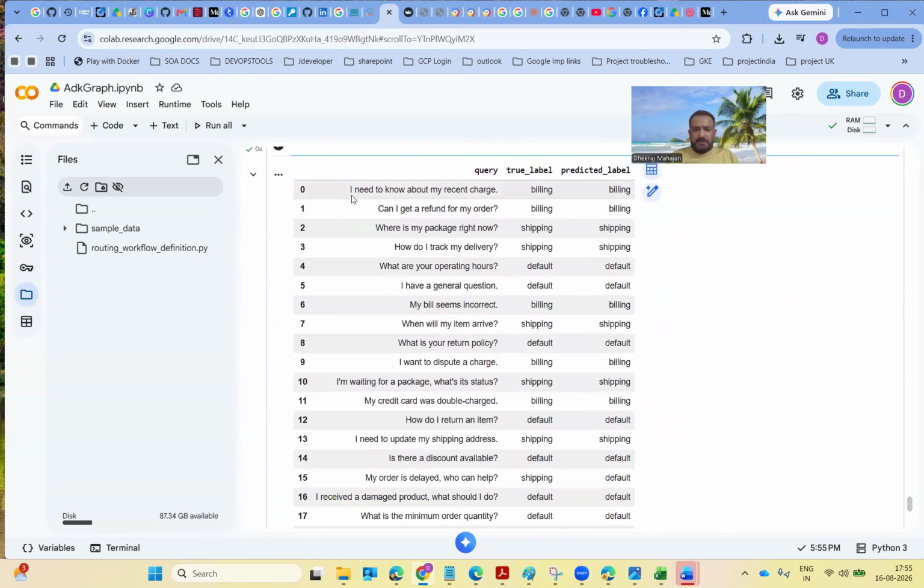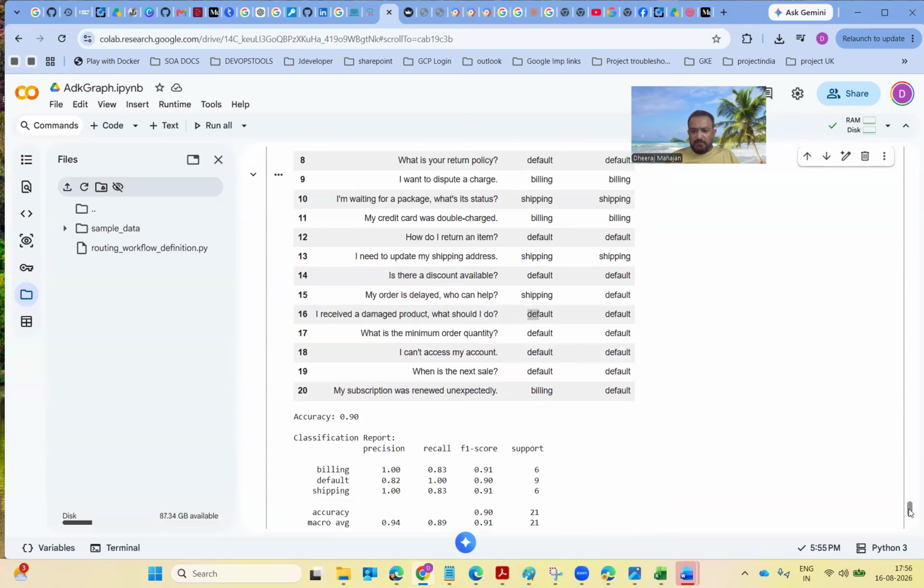Here, I need to know about my recent charge: billing, predicted billing. That's a true positive. Actual billing, and predicted also billing, right? Let's look at some of the false ones. Here, my order is delayed, who can help? True label is shipping, but the model predicts the default one. I received a damaged product, what should I do? It goes to default. If I find more examples, this one: my subscription was renewed unexpectedly. It must go to billing, but it goes to the default agent.